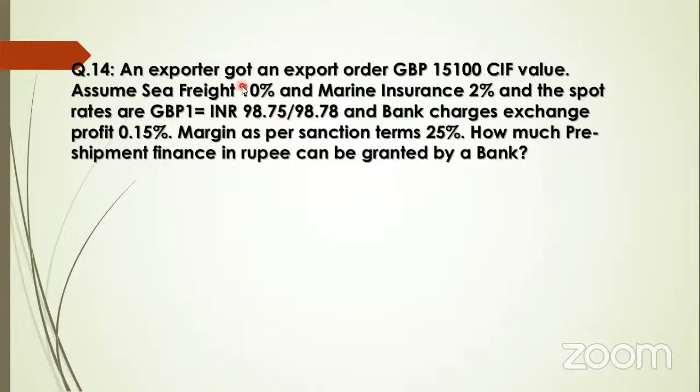Assume sea freight 10%, marine insurance 2%, and the spot rate: because the order is in pound, the value of the order or LC, it may be an export order or export LC, is in pound, and today's rate is INR 98.75, 98.78. The exporter, you go to this side only. This is two-way quotes, and the bank charges exchange profit is 0.15. Margin as per sanction terms. This margin is different, this is exchange margin.